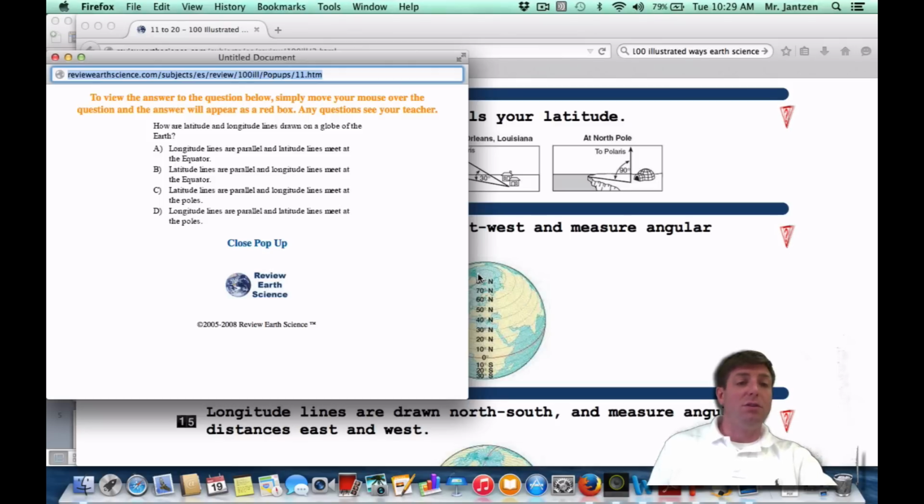How are latitude and longitude lines drawn on a globe of the Earth? So latitude lines are parallel, they never intersect. Longitude lines, or meridians, they do intersect. So the one that indicates that is going to be choice C. Latitude lines are parallel and longitude lines meet at the poles.